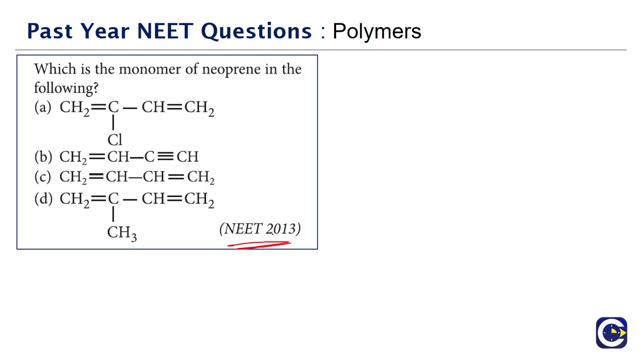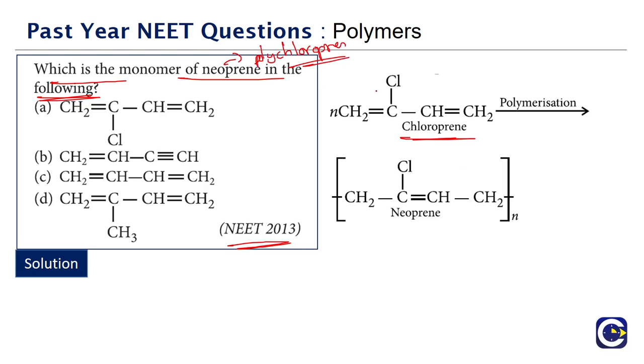We'll start with a question that has come in 2013 paper. Which is the monomer of neoprene in the following? So neoprene is also called as what? Polychloroprene. So from this itself we will know what is the monomer. Chloroprene is the monomer. So what is chloroprene? CH2 double bond CCl, CH double bond CH2. So we'll have a double bond between first and second carbon and third and fourth.